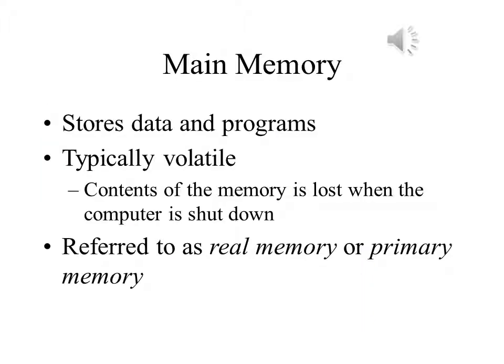Main memory stores data and programs. This memory is typically volatile. That is, when the computer is shut down, the contents of the memory are lost. In contrast, the contents of disk memory are retained even when the computer system is shut down. Main memory is also referred to as real memory or primary memory.